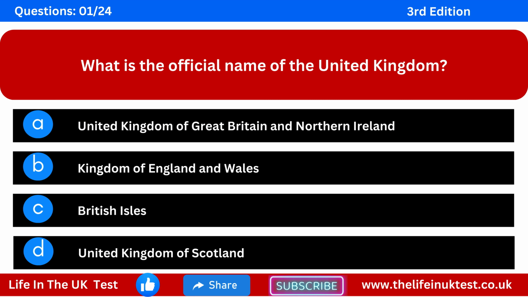What is the official name of the United Kingdom? Option A, United Kingdom of Great Britain and Northern Ireland. Option B, Kingdom of England and Wales. Option C, British Isles. Option D, United Kingdom of Scotland.